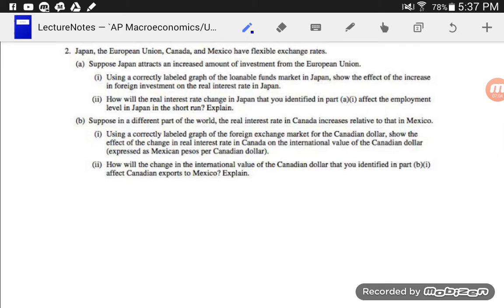Again, I'm just going to walk through my thinking of these things. It's a little bit off the cuff, so I hope it works for you. Here we have Japan, the EU, Canada, and Mexico, and they all have flexible exchange rates. So part A, let's suppose Japan attracts an increased amount of investment from the European Union, using a correctly labeled graph of the loanable funds market. Okay, loanable funds.